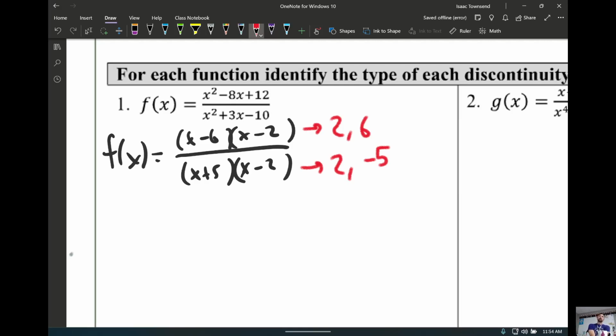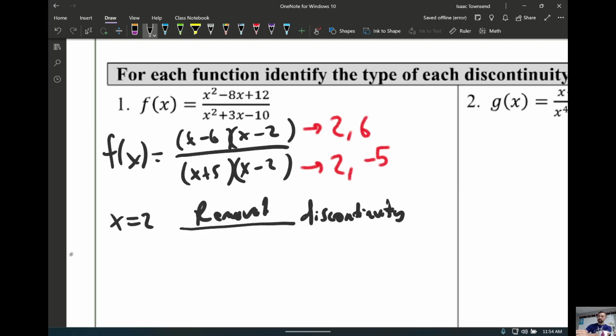Okay, so would this rational function have a hole? At x equals what? Two. Okay, so there at x equals two, there is some type of discontinuity. What do we call it when it's a hole? Very good. Make sure you practice saying removable. It is not called hole discontinuity. I really wish it was, because that would be more intuitive, but it's not.